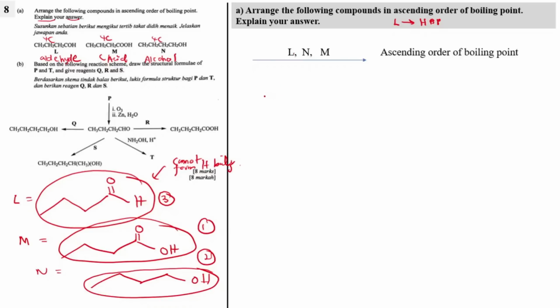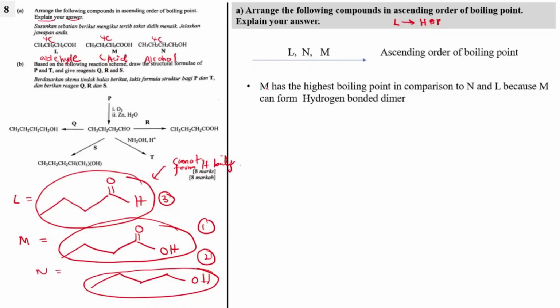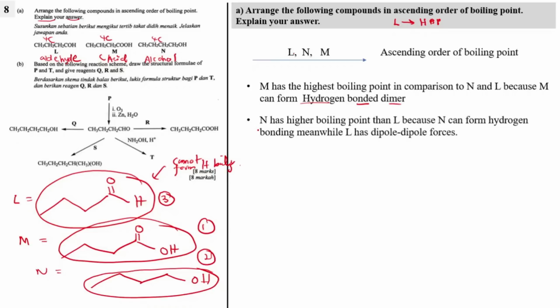For the reason, we can say that M, which is the carboxylic acid, has the highest boiling point in comparison to N and L, because M can form hydrogen bonded dimers. So from one carboxylic acid molecule to another carboxylic acid molecule, dimers can be formed. So it can form more hydrogen bonding per molecule in comparison to N and L. Okay, and as for N, it will have a higher boiling point than L because N here is an alcohol.